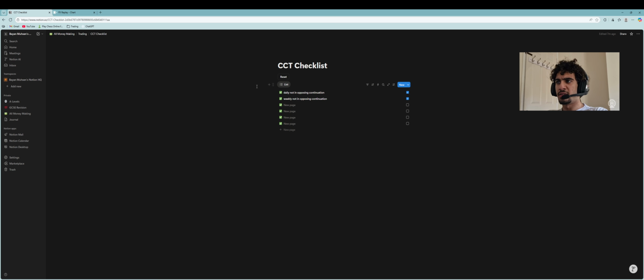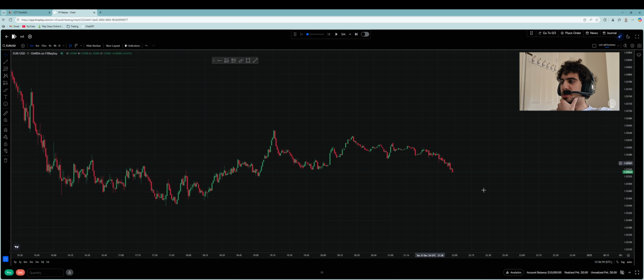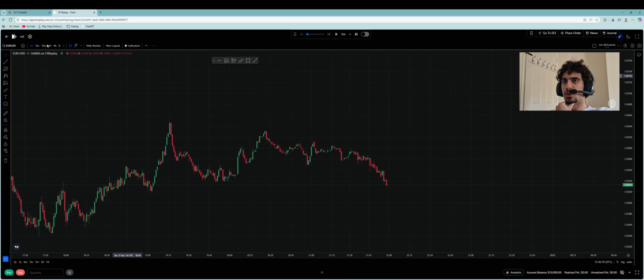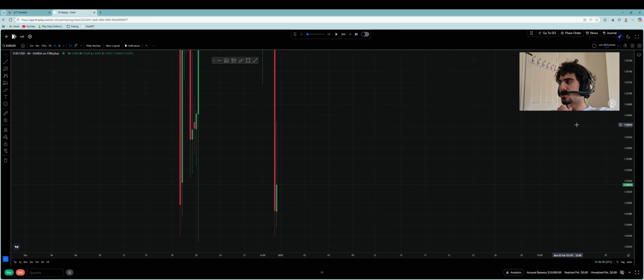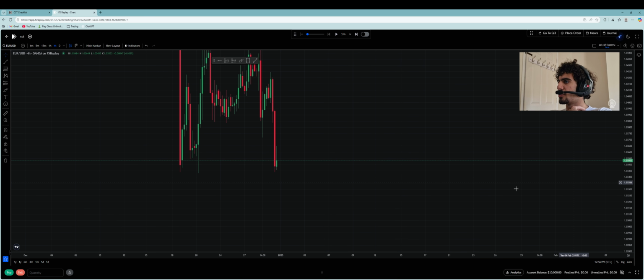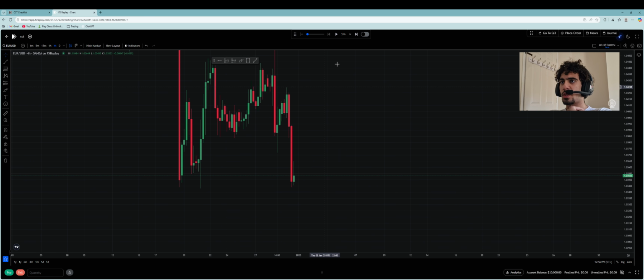I made this little checklist, then I realized I don't need it because it's not actually that difficult to just go over everything before every trade, so that's what we're going to do. We're going to be backtesting the 4-hour 5-minute variant of this strategy.